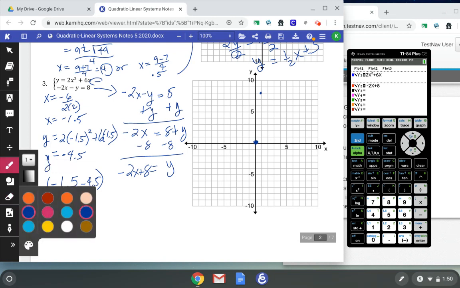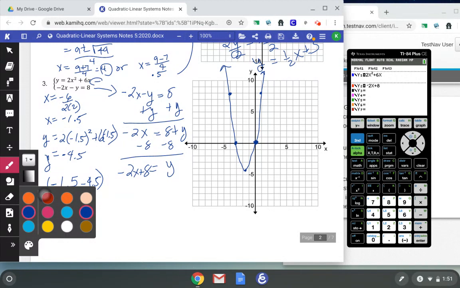This is going to be at negative 1.5, negative 4.5, right here. So I can have that other point right here. Okay, 1, 8, and then I'll have a point right over here. All right, so I can draw in that nice curve.